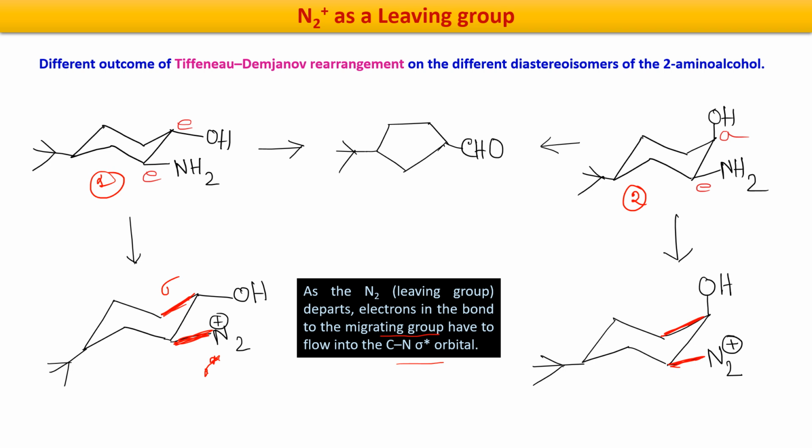So these two, bonding and anti-bonding, overlap best when they are in anti-periplanar position, and that is the reason this is coming here. Though here it is equatorial and it is axial, it doesn't matter. So ultimately this is coming here. So this is the connection point, and this part is converted to CH2. So from both you are getting this same product.